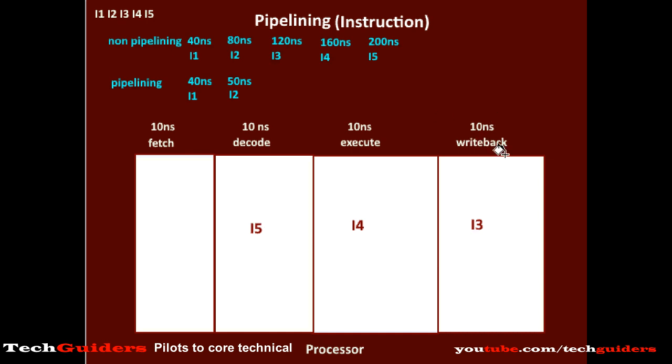Again after 10 nanoseconds, at 60 nanoseconds, we will get instruction I3 out. Now I4 is in the write back unit and I5 is being executed. Again after 10 nanoseconds we'll get instruction I4 out. Now I5 is being written back. After 10 nanoseconds, at 80 nanoseconds, we get instruction I5 out.